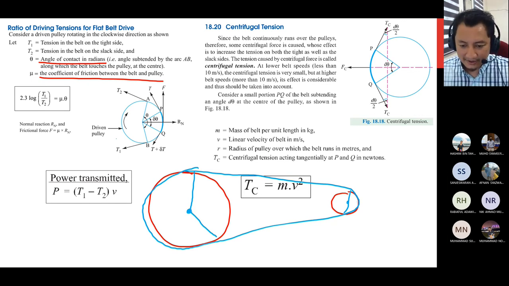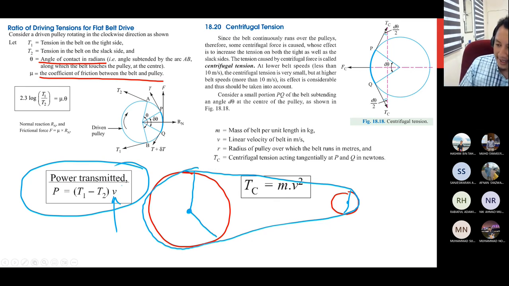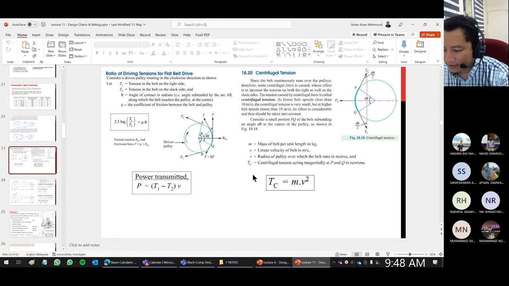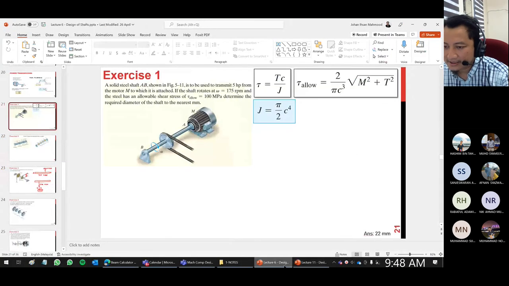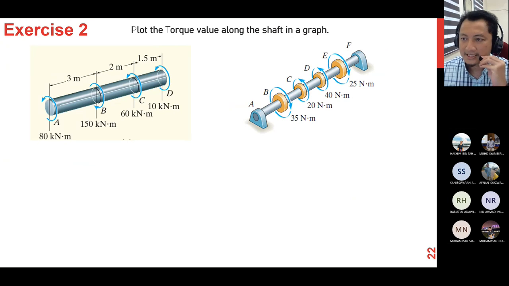Ini how do we get power transmitted? Tension 1 tolak tension 2 kali dengan velocity. Velocity ni kita boleh derive daripada omega tadi tu lah. Ini depan sikit. Tapi memang dia kena pakai all over lah, bersepah benda datang ni. So that is how we calculate things like that lah.